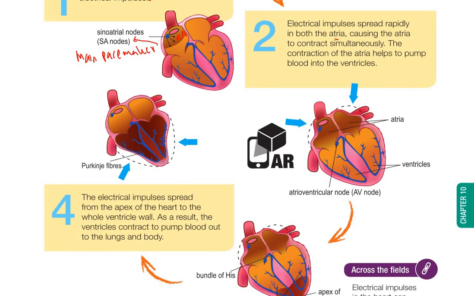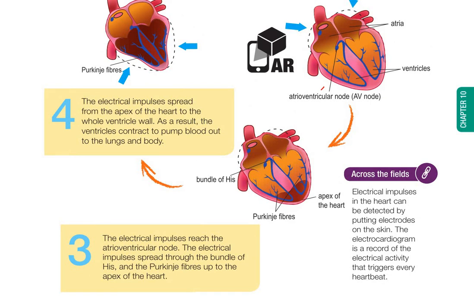You must see here, this is the location of the SA, and this one is the atrioventricular node, also involved later. I will explain. Number 3, the electrical impulse reaches the atrioventricular node. The electrical impulse spreads through the bundle of His and the Purkinje fibers up to the apex of the heart. So this is the apex of the heart, and then we have the Purkinje fibers. Please correct the label: the Purkinje fibers are actually the blue color here, not the orange color. Please correct your labels in the textbook. And then we also have the bundle of His, which is connected to the atrioventricular node.